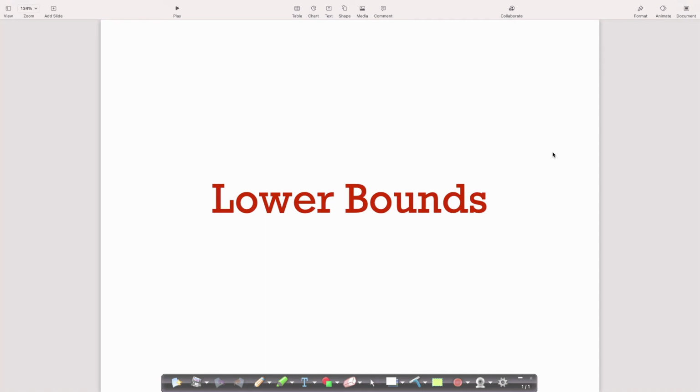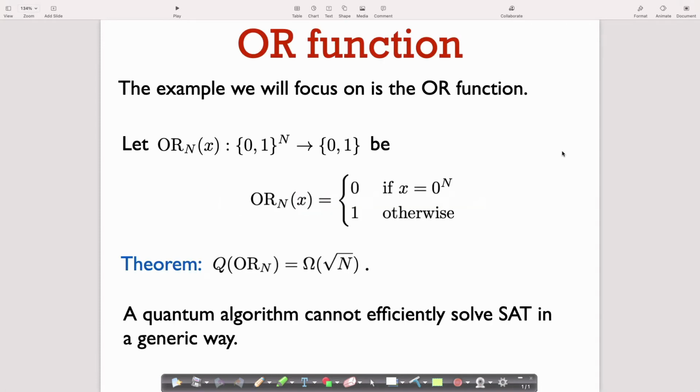Another reason to study quantum query complexity is that we can actually show lower bounds in this model. We can show that some problems are difficult for quantum algorithms in terms of the number of queries that the algorithm needs to make to compute the function. So I want to talk about how we show lower bounds on quantum query complexity in this segment. And the example that we're going to focus on is the OR function.